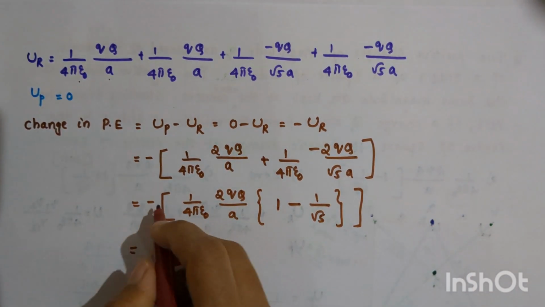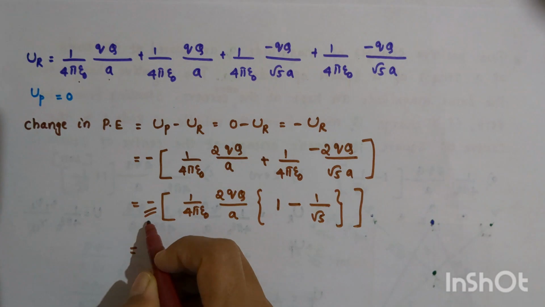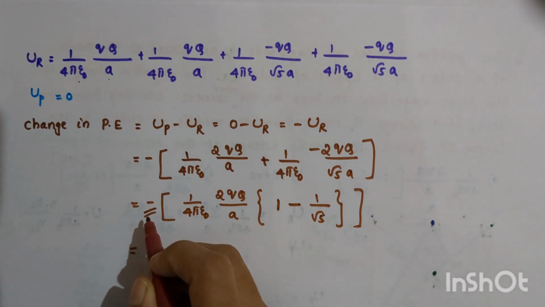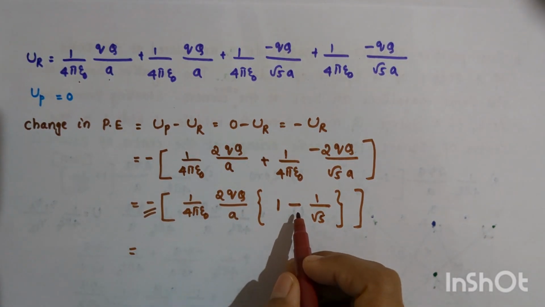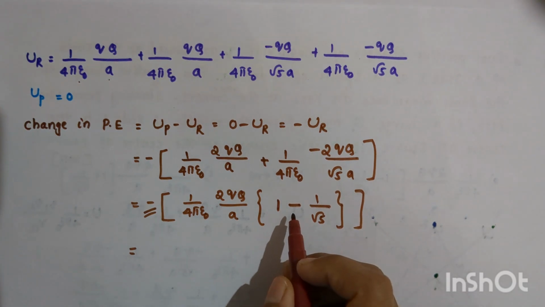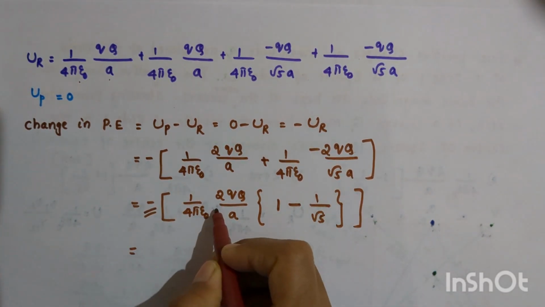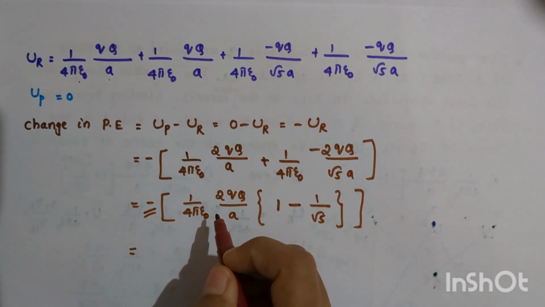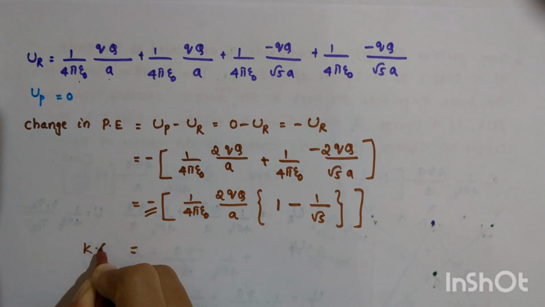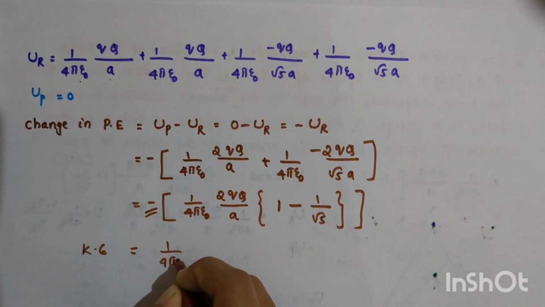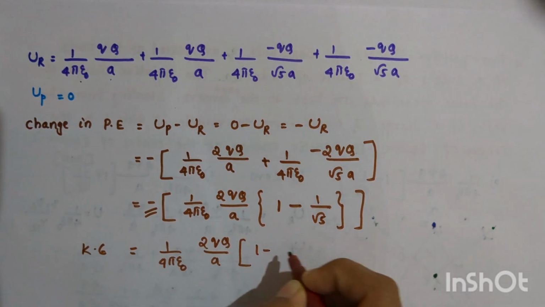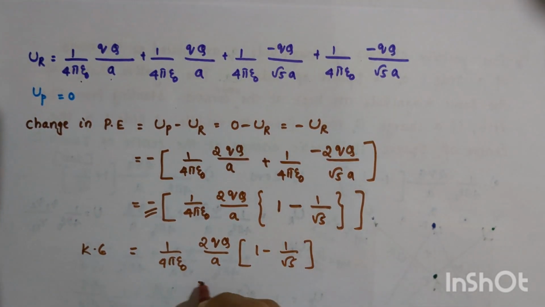This is like minus of, and this minus sign shows that the potential energy decreases as it is moving from R to P. That is, there is a loss in potential energy. That loss in potential energy is changed into kinetic energy. So the term within the bracket is equal to the kinetic energy at the center of the square. So the kinetic energy at the center of the square will be the term inside the bracket, which is 1 by 4 pi epsilon 0 2QQ by A into 1 minus 1 by root 5.